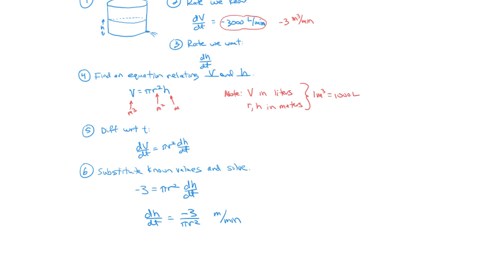Also, notice something else. Since this is negative, that really means that the fluid level will drop at a rate of 3 over pi r squared meters per minute, right? The negative just means height is decreasing. The derivative is negative, so height is decreasing. So the fluid level is dropping at a rate of 3 divided by pi r squared meters per minute.